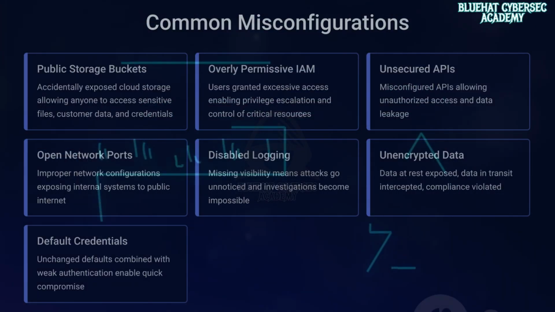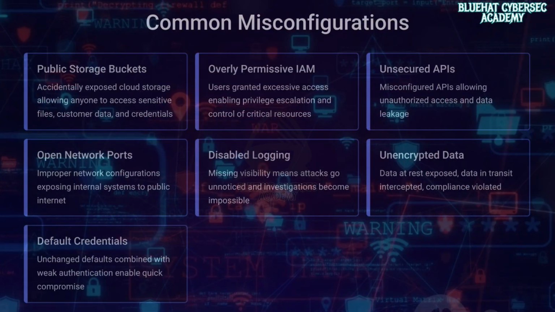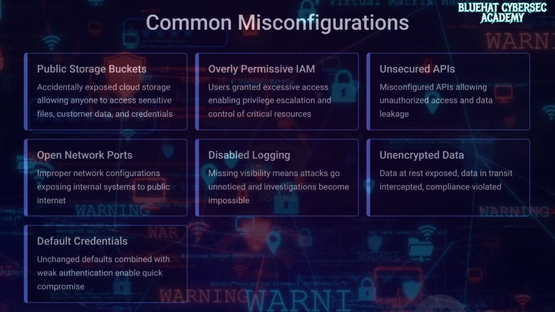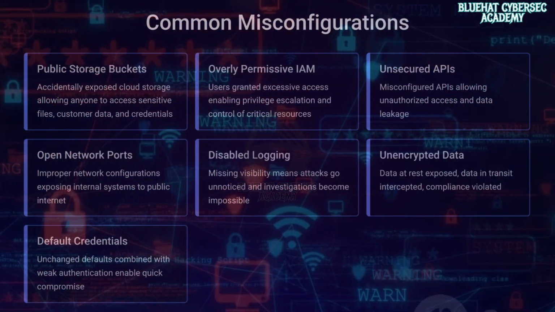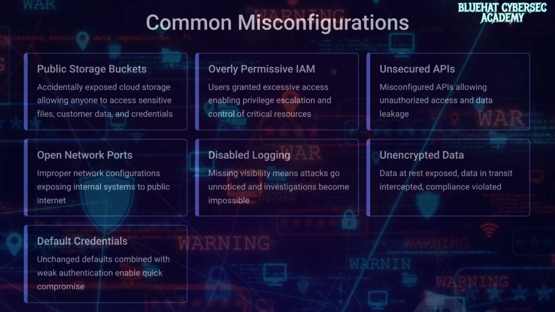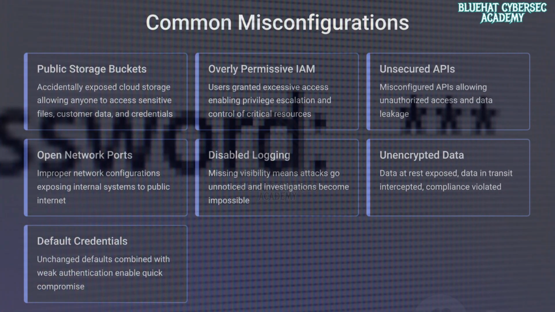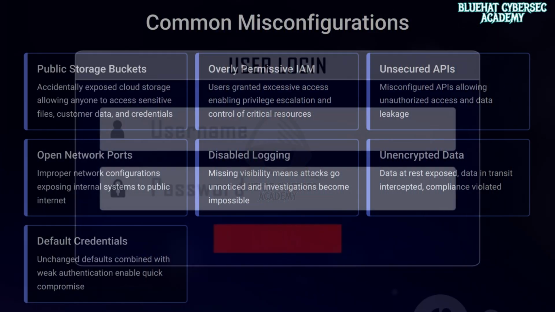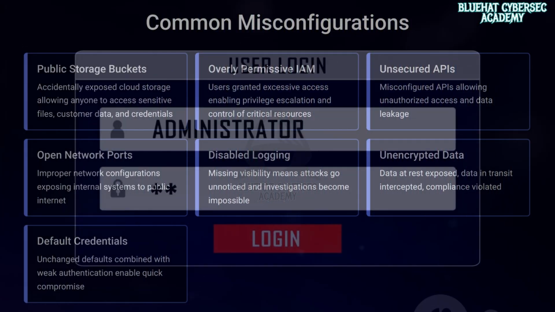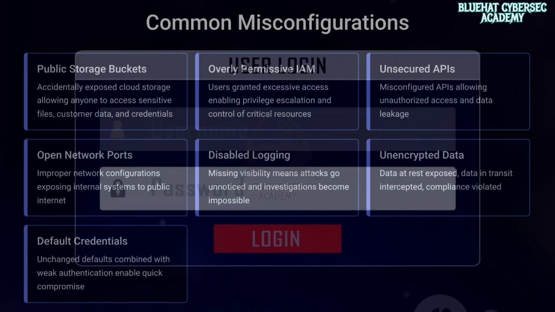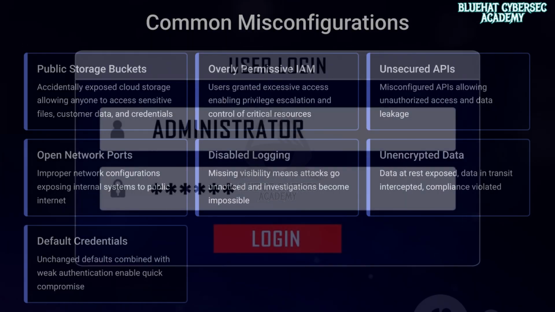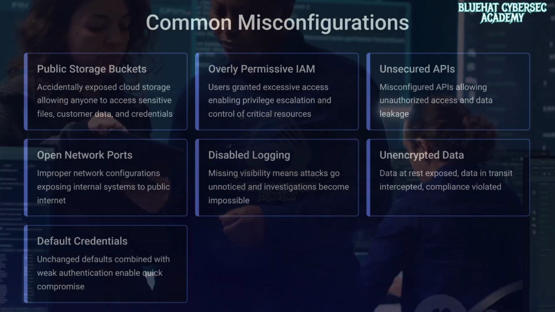Failing to encrypt data is another critical mistake. Without encryption, data at rest is exposed, data in transit can be intercepted, and compliance requirements may be violated. And of course, default credentials and weak authentication. Leaving default credentials unchanged is an easy win for attackers. Combined with weak authentication, accounts can be compromised quickly, and automated attacks become effective.